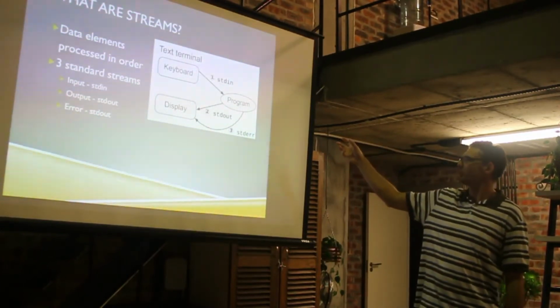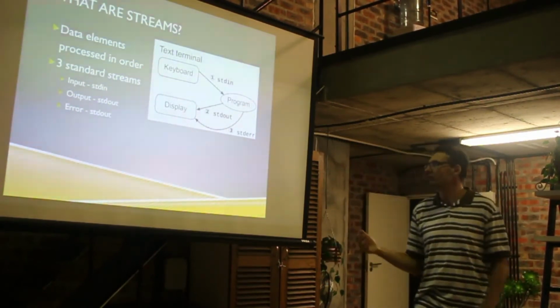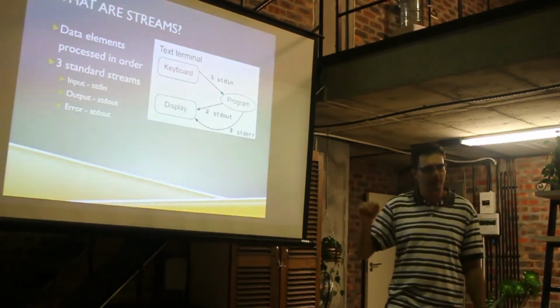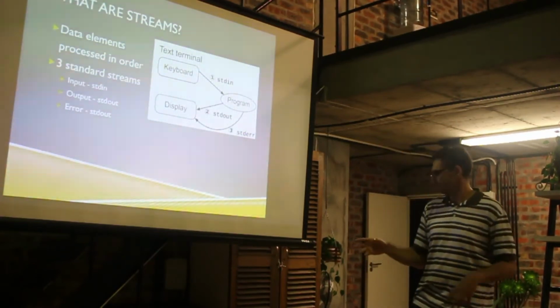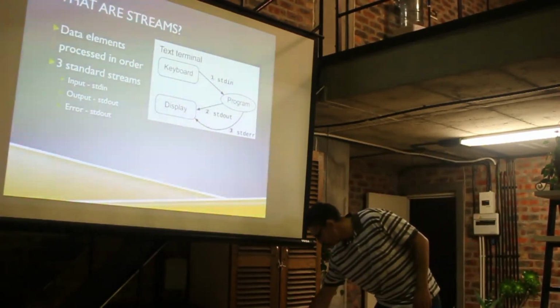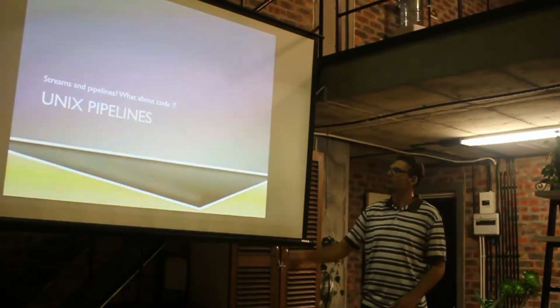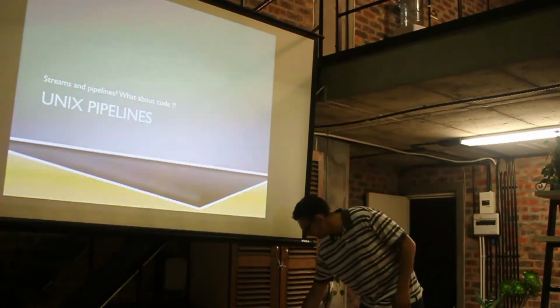Standard in goes into a program, and then the program can either have standard out or can go to standard error. Actually, there's a reason for the differentiation between output and the error. Come to that soon. I'm going a little bit too quickly. Unix pipelines. So streams and pipelines. What about code? We'll be looking at code soon.